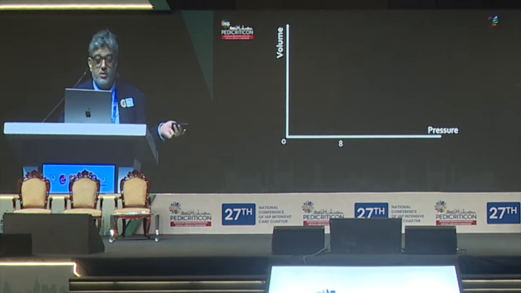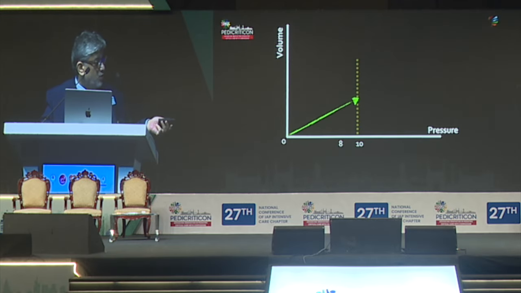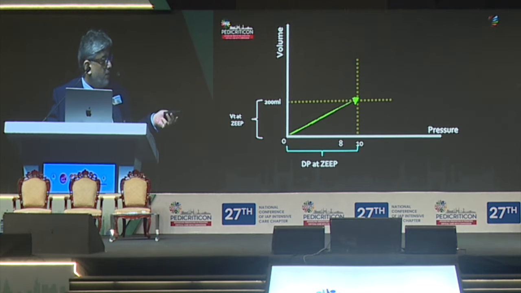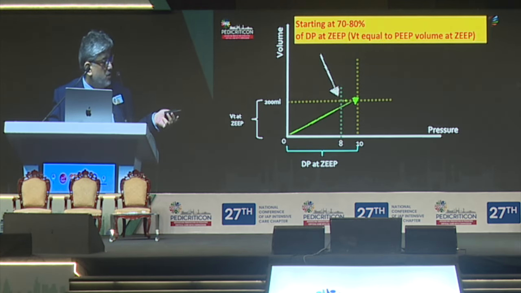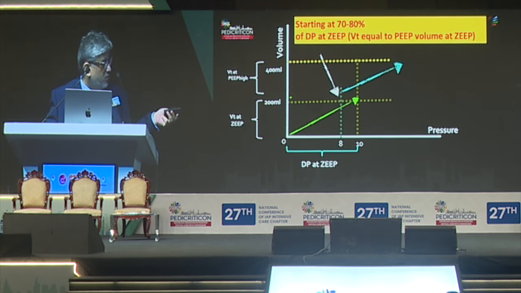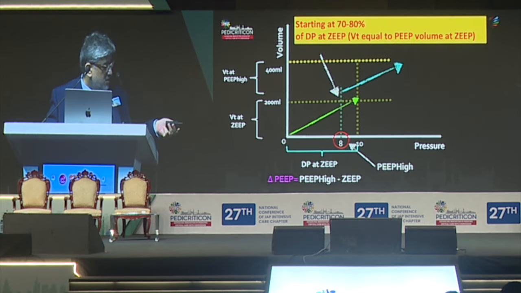That means, suppose this is a pressure volume loop at a PEEP of 0, and you have a driving pressure of 10 centimeters of water at a 200 ml tidal volume, and you are applying a PEEP step. That means you are applying a higher PEEP, which is 80% of the driving pressure. Here the driving pressure is 10, so 80% of that will be 8. So if you apply a PEEP high of 8, and there is another PV loop with the same tidal volume of 200 ml, then you have a delta PEEP, which is this PEEP high minus the 0 PEEP.